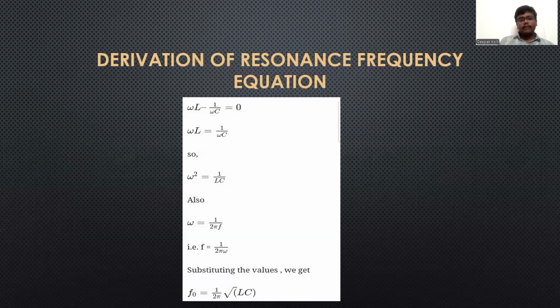And derivation of resonance frequency equation. This is the derivation for resonance frequency equation. As we know, at resonance condition XL minus XC equals 0. So omega L minus 1 by omega C equals 0. That means omega L equals 1 by omega C. So omega square equals 1 by LC. Also, we know that omega equals 2 pi F. That is F equals omega by 2 pi. Substituting the values, we get F naught, that is Fr or resonance frequency, which is equal to 1 by 2 pi root LC.